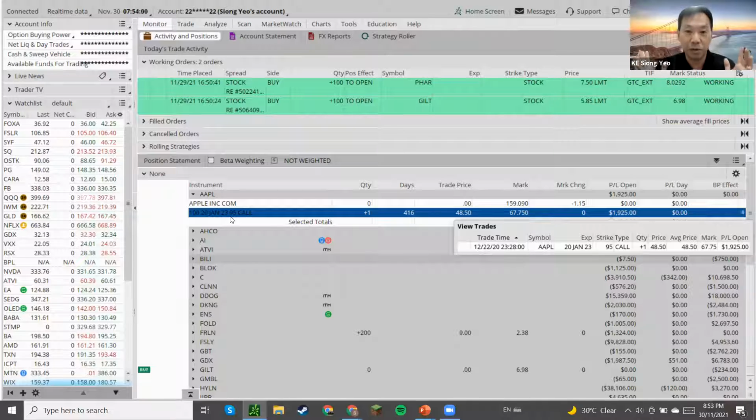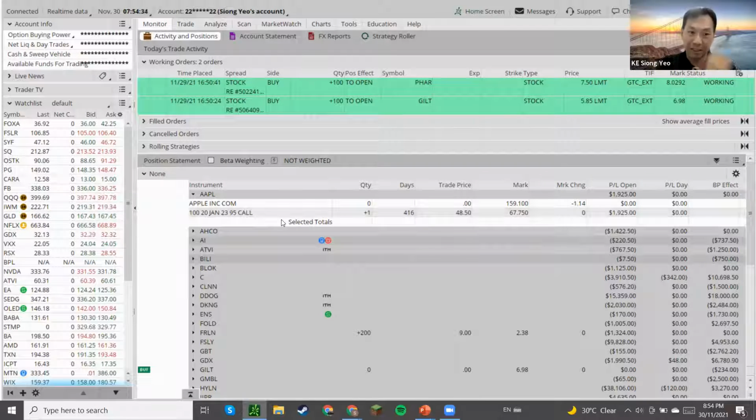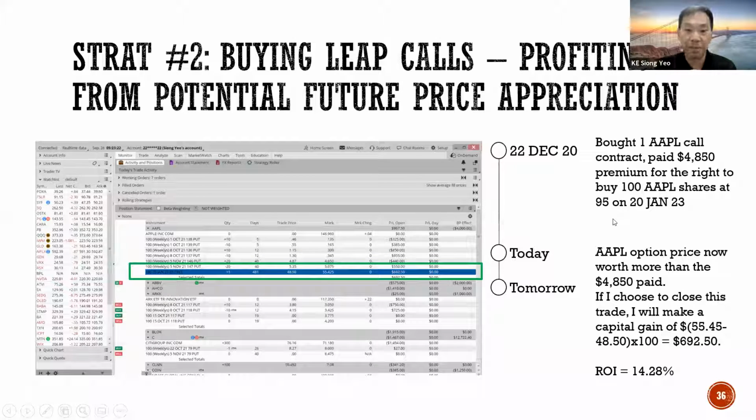For those of you who like Apple shares very much, wouldn't you like to be in a position to buy Apple shares at $95 even when the share price has run up very high? So this is an illustration of how options can allow you the ability to buy low and sell high later on. Or even if you hold it to maturity, you will still be able to buy the underlying stock at a very, very attractive price based on the contract that you entered before. So this is a living example of how options can allow you to profit from not just the underlying stock price movement, but also the option price movement.